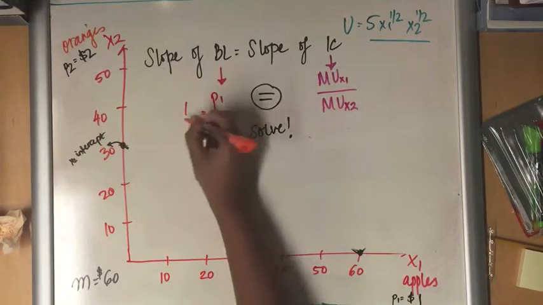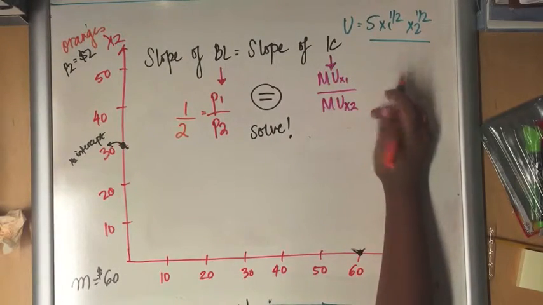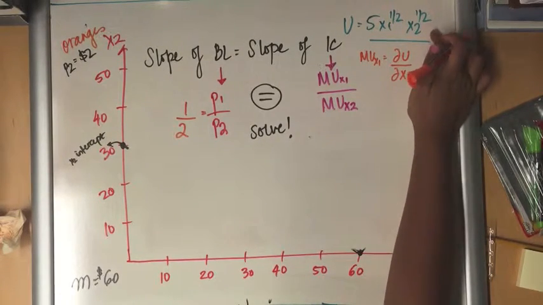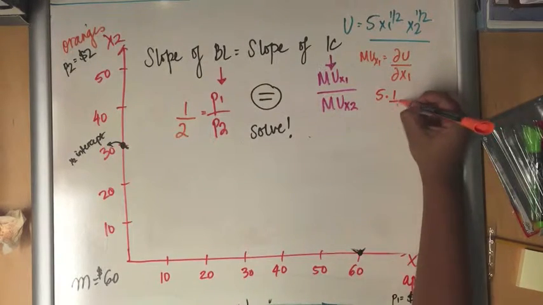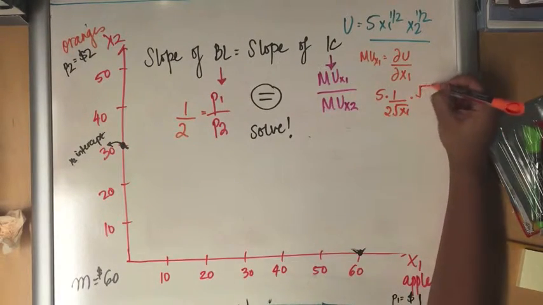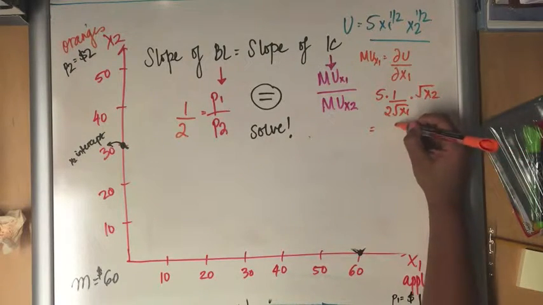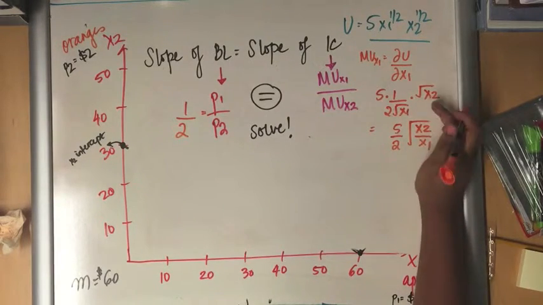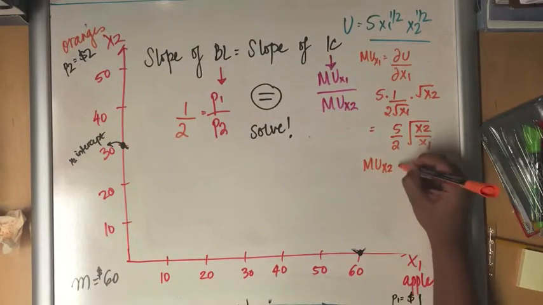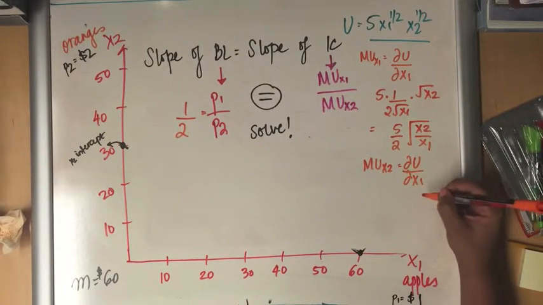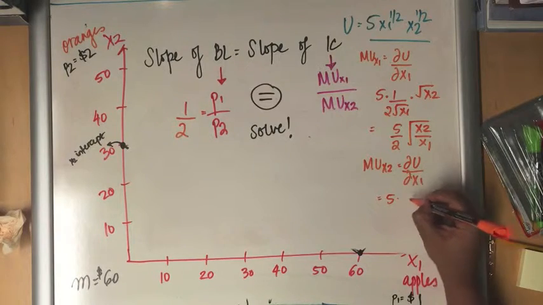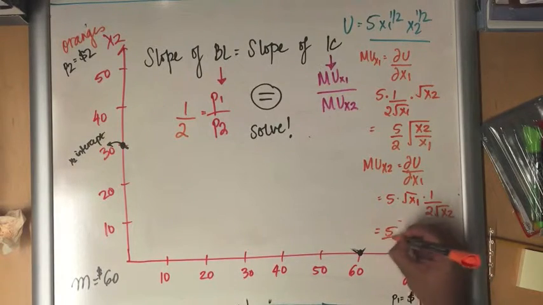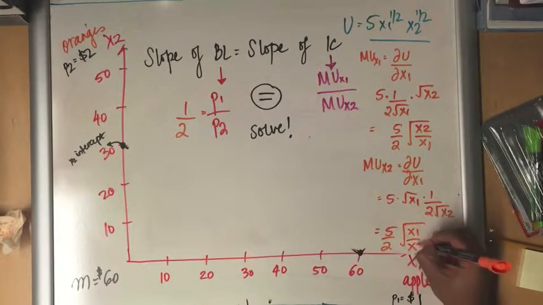P1 is $1 and P2 is $2. The marginal utility of x1 is du over dx1, 5 multiplied by 1 over 2 root x1 multiplied by root x2, which upon simplifying gives you 5 over 2 root x2 over x1. MU of x2 similarly is 5 multiplied by root x1 multiplied by 1 over 2 root x2, which again simplifying is 5 over 2 root x1 over x2.